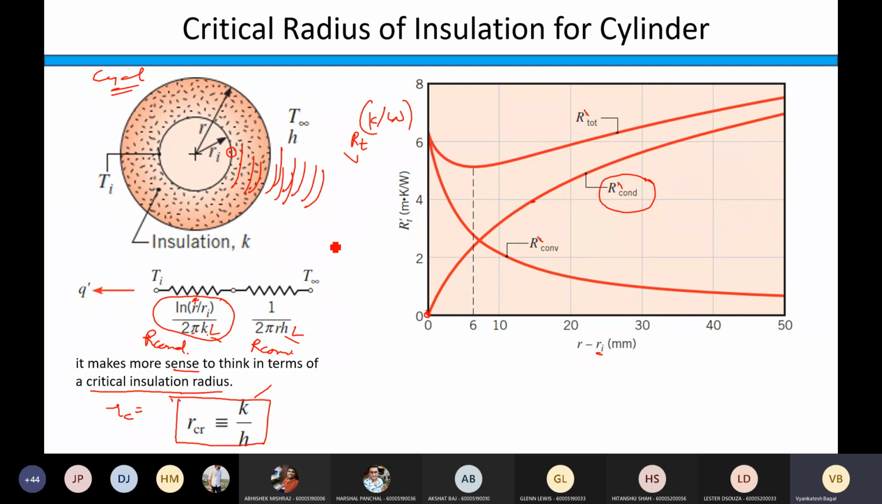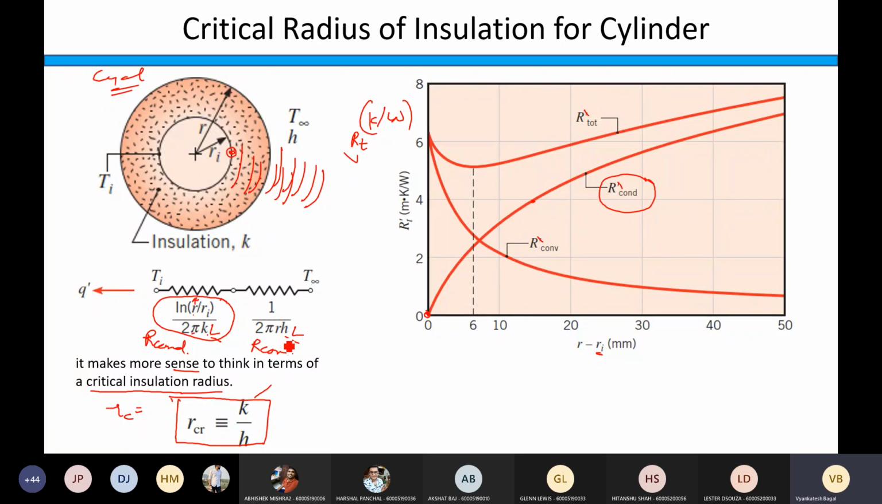Correct? And so you want to say that Ri is fixed, right? Ri is fixed. So if you increase R, this term will increase, right? So that's why conduction resistance will increase. Now look at this term, convection resistance.